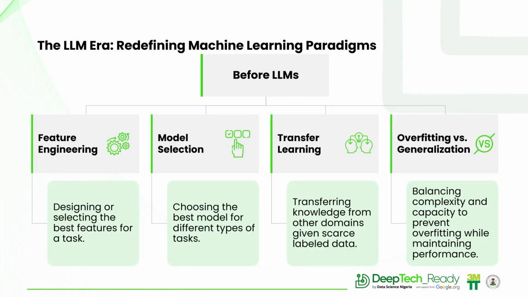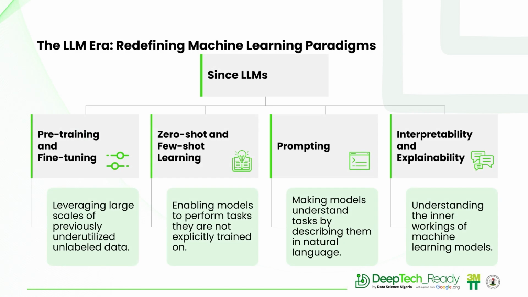Before we had LLMs, there were a few key processes we focused on. What we focused on was feature engineering, model selection, transfer learning, and of course, overfitting and generalization. With the advent of LLMs, things have shifted to pre-training and fine-tuning, zero-shot and few-shot learning, prompting, and of course, interpretability and explainability.